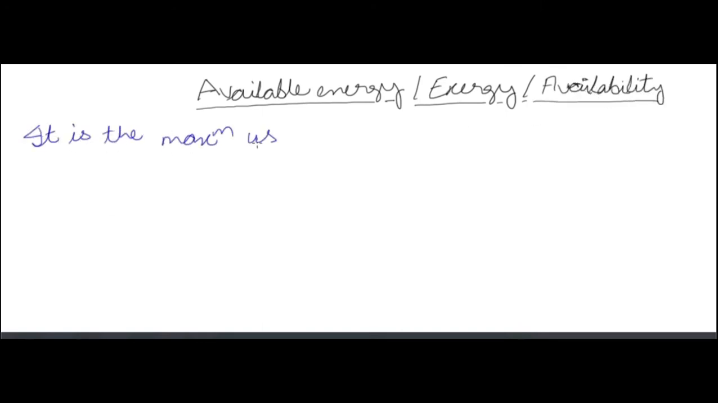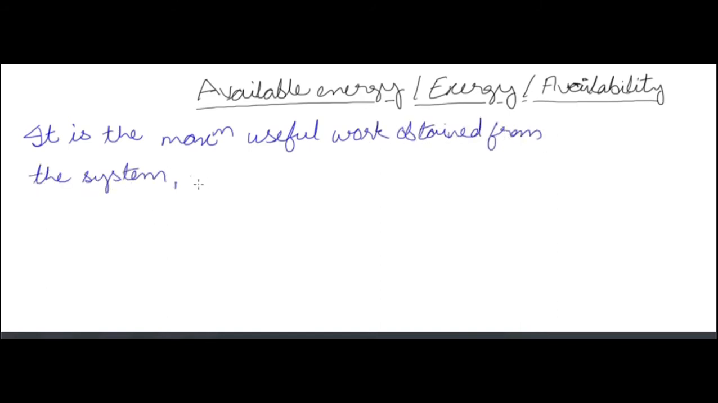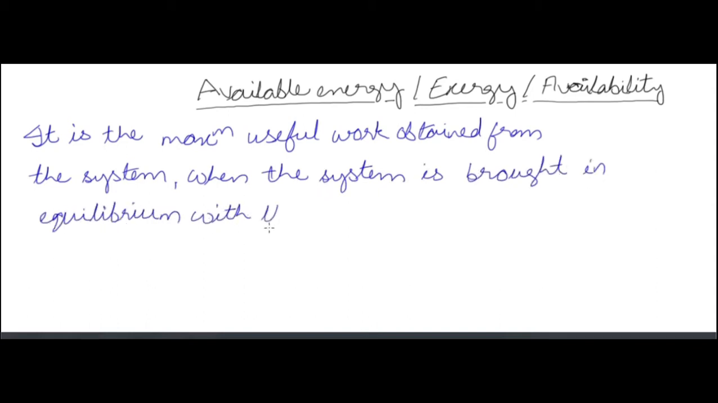Now we have studied entropy. Next topic is available energy, which is also called exergy or availability. So what is available energy? This is the maximum useful work obtained from the system when the system is brought in equilibrium with the surrounding.